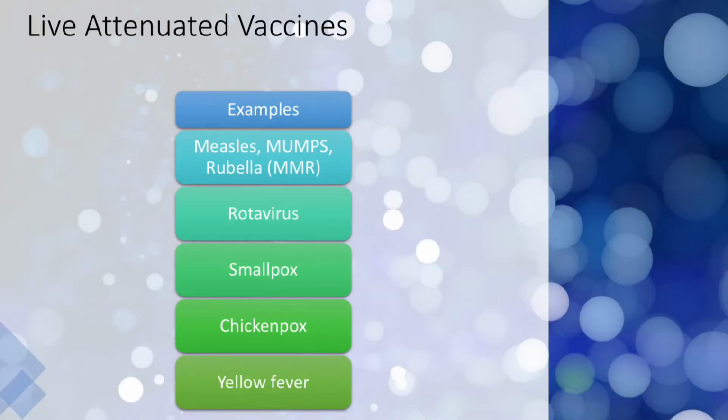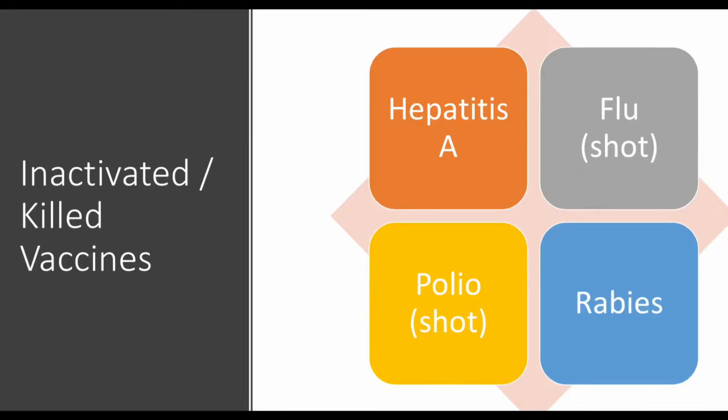virulent or less dangerous. Some examples include the famous MMR vaccine, which is the measles, mumps, and rubella vaccine. You also have the rotavirus vaccine, the smallpox, chickenpox, and yellow fever vaccine. All these vaccines are live attenuated vaccines. The second type of vaccines include inactivated or killed vaccines. This is essentially a vaccine which consists of a killed strain of the pathogen, so there's no live organism within that vaccine, so a lot of people feel that they're safer. Some examples include hepatitis A vaccine, the flu shot, the polio shot, or the rabies vaccine.